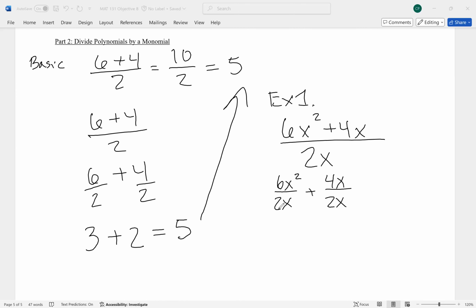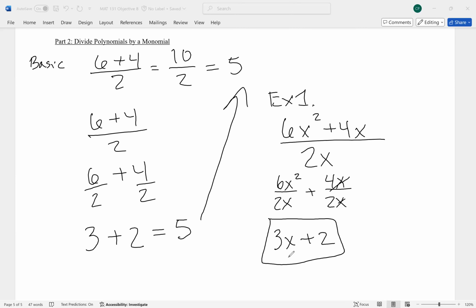So 6 over 2 is going to be 3. And x squared over x, if we subtract the exponents, we could do 2 minus 1 to get x. Or we can think about it like how many x's we can get rid of from the top and the bottom, and we can get rid of 1, and it'll leave 1x in the top. For the 4x over 2x, x over x is going to cancel out, and 4 over 2 is just going to be 2. Okay? And so that is that answer in its simplest form.